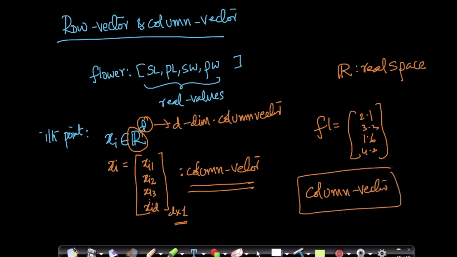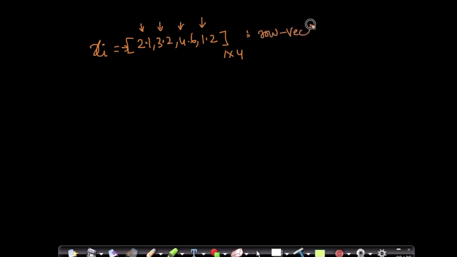There is also something called a row vector. And what is a row vector? If you have a data point xi which is represented as a single row, for example, if I have 2.1, 3.2, 4.6, 1.2, let's say this is one row and four columns, right? There is only one row: the first column, second column, third column, fourth column. So this is called a row vector. The default convention is, given any data point, if I say xi belongs to Rd, you assume that xi is a column vector.